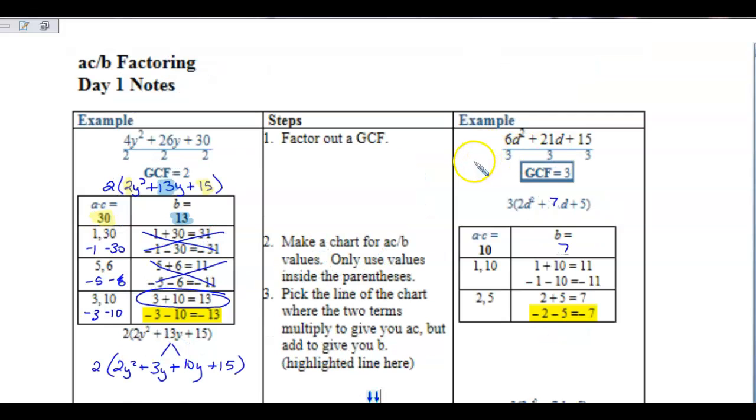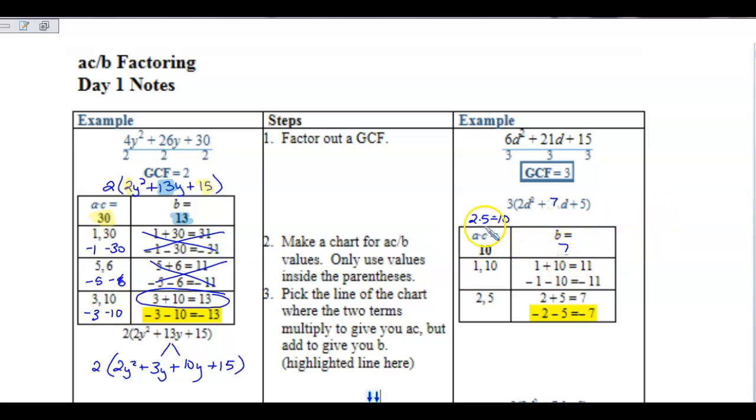Okay, if I take a look at this next one, I have 6d squared plus 21d plus 15. I look at each of my numerals or coefficients and I see that they're all divisible by 3. So my greatest common factor is going to be 3. And then 6 divided by 3 is 2, and d squared comes down. 21 divided by 3 is 7, and d comes down. And 15 divided by 3 is 5, 5 comes down. So my a is 2, my c is 5, so 2 times 5 gives me my ac, which is 10. And my b is 7.